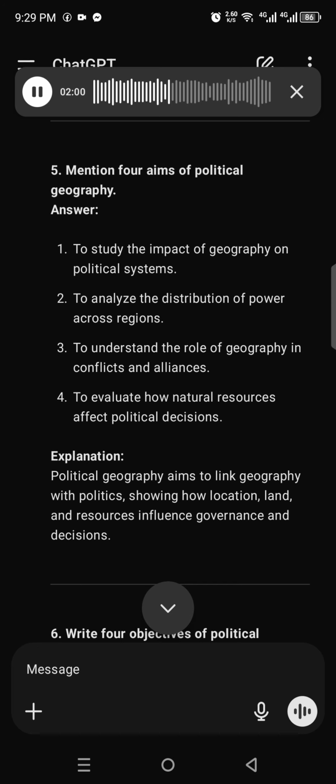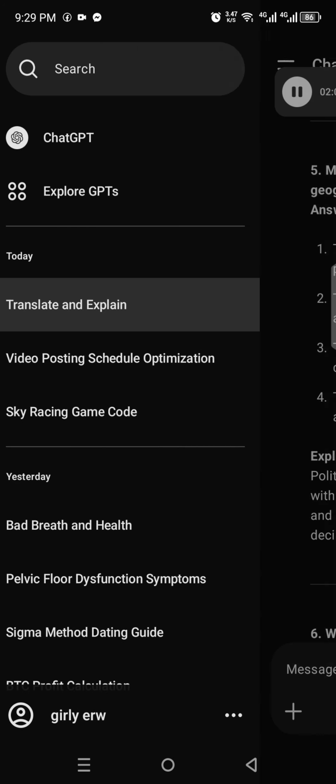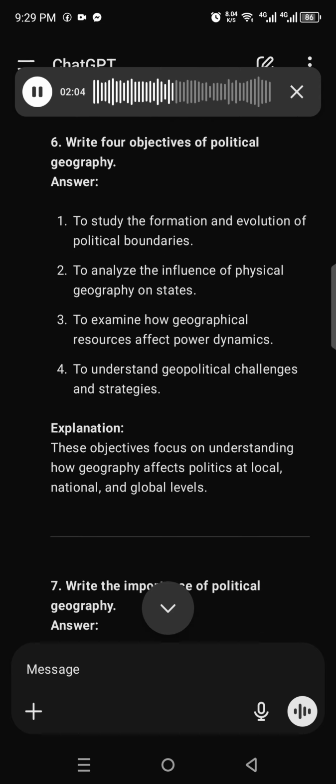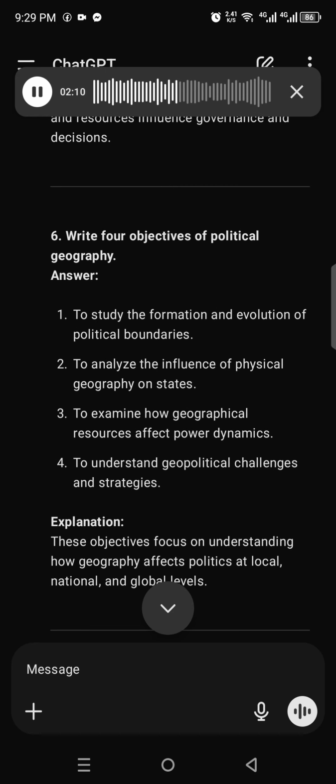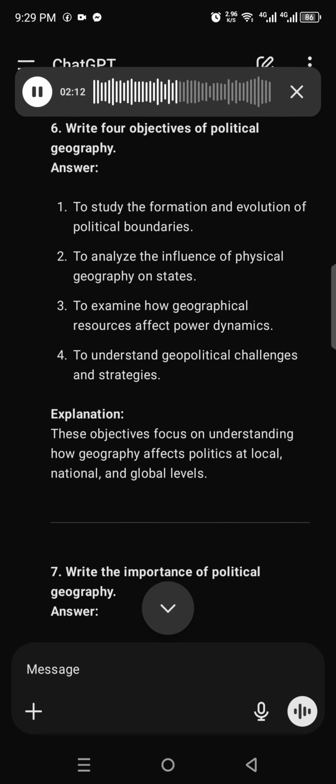6. Write 4 objectives of political geography. Answer. 1. To study the formation and evolution of political boundaries. 2. To analyze the influence of physical geography on states. 3. To examine how geographical resources affect power dynamics. 4. To understand geopolitical challenges and strategies. Explanation. These objectives focus on understanding how geography affects politics at local, national, and global levels.